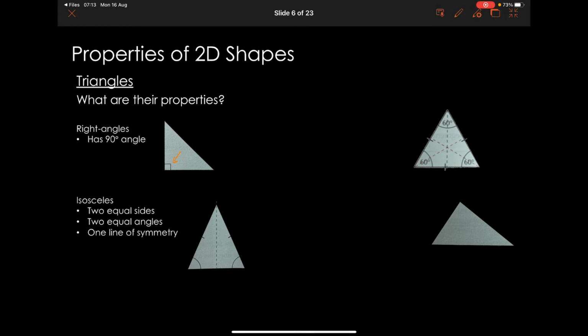An isosceles triangle has 2 equal sides. Okay, if you can see those 2 lines there, 2 equal sides and 2 equal angles. We remember that it's isosceles because usually these 2 base angles are the same, and then we have a third angle that's different. Okay, and if the 2 base angles are the same, then the 2 sides measure the same. It also has 1 line of symmetry going through it just there.